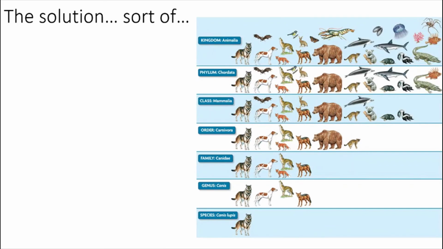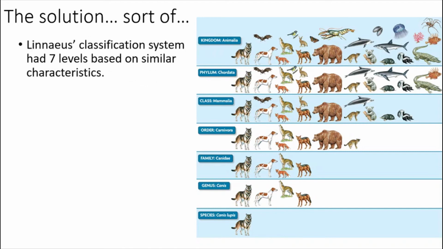Linnaeus didn't just give us binomial nomenclature. He also developed the 7-level taxonomy system, a system that would eventually lead to modern cladistics. Now, Linnaeus' classification system had 7 levels that were based on similar characteristics. For example, the kingdom Animalia. All of the organisms that you see in that kingdom are animals, meaning they're not plants and they're not bacteria. Each level within this taxonomy system is included in the level above it.